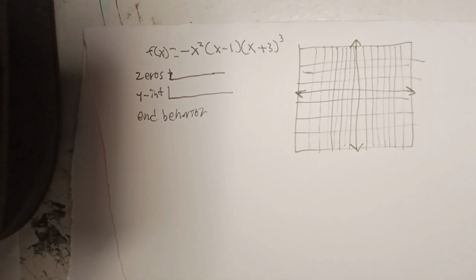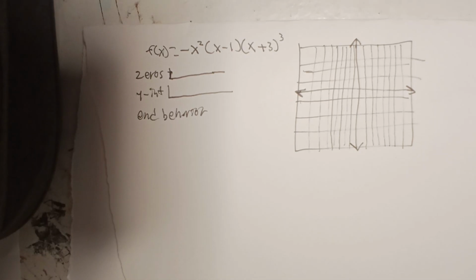I'm gonna graph a function and find the zeros, y-intercept, and end behavior. Okay, let's start with a pen this time. I'm gonna start with end behavior because that's the easiest thing for me to find.